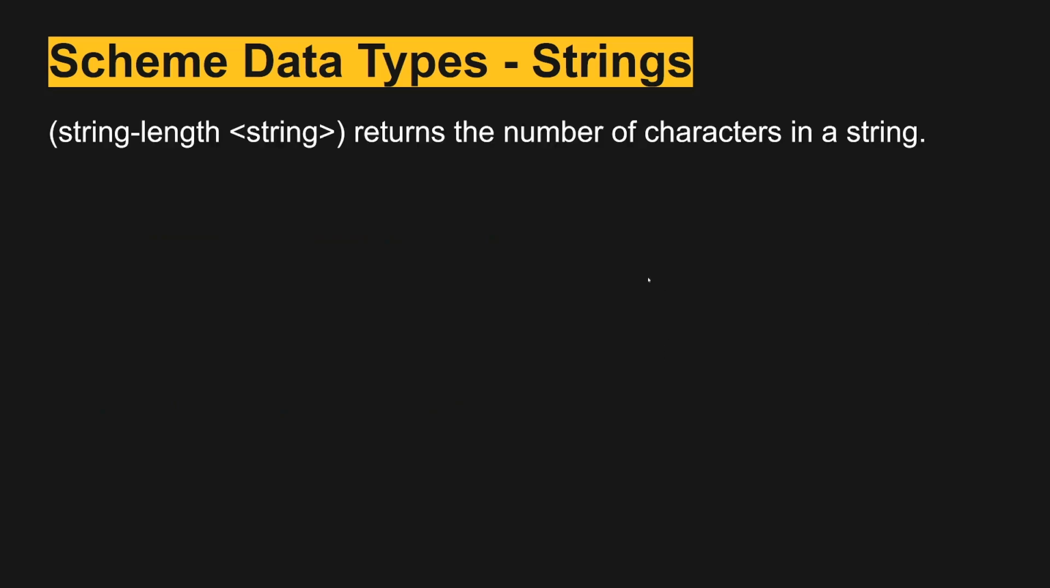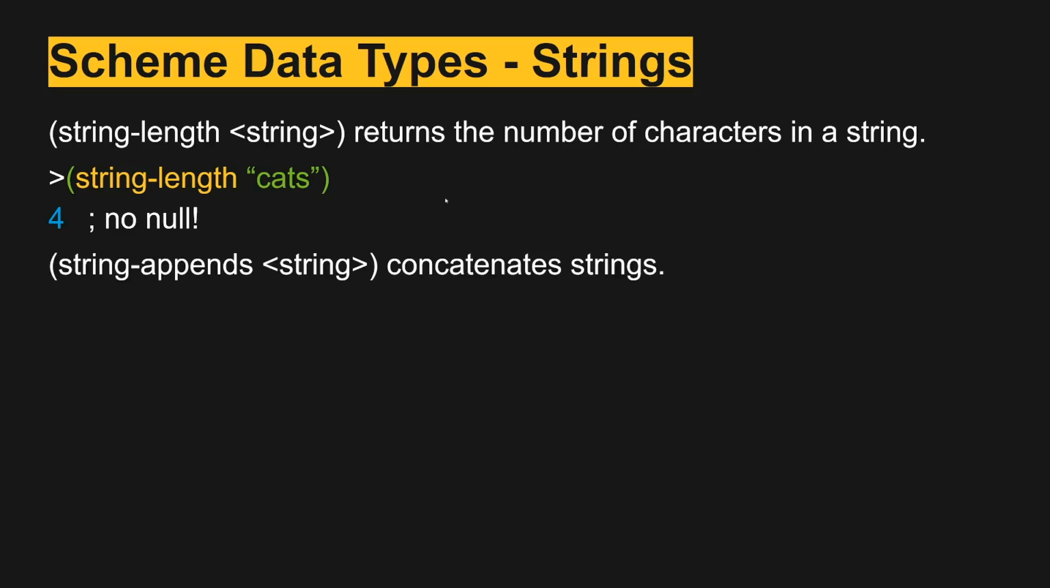String length returns the number of characters in a string just like we're used to. So we have 1, 2, 3, 4 here. We don't need to add a null or anything. It tracks the string's length itself. That's an implementation detail that we don't have to worry about.